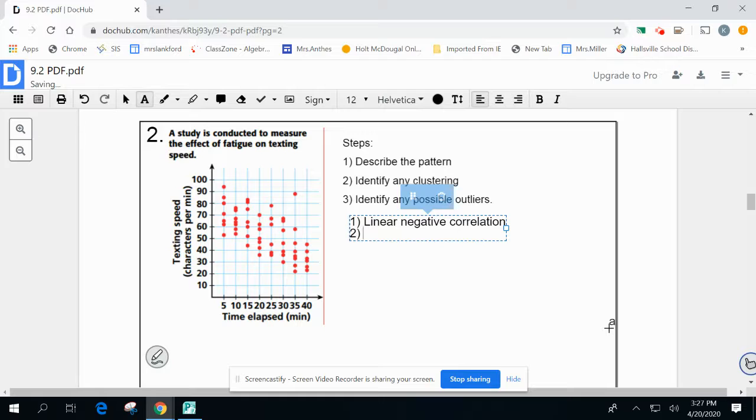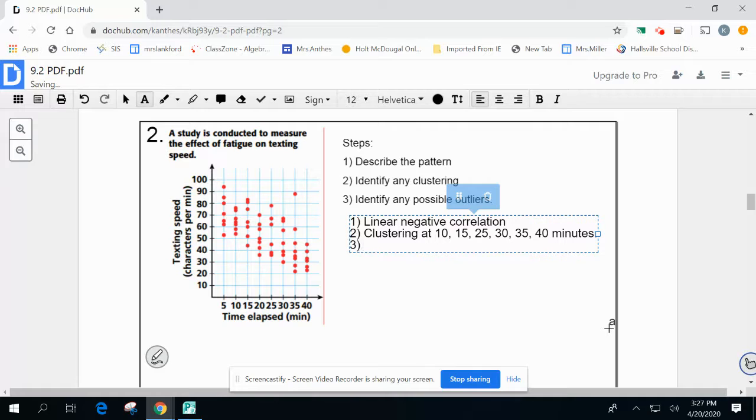Okay, then we're going to look for any clustering. There is quite a bit of clustering. I would say there's clustering at 10 minutes, 15 minutes, 25 minutes, 30 minutes, 35 minutes, and 40 minutes. There's a lot of clustering in this scatter plot.